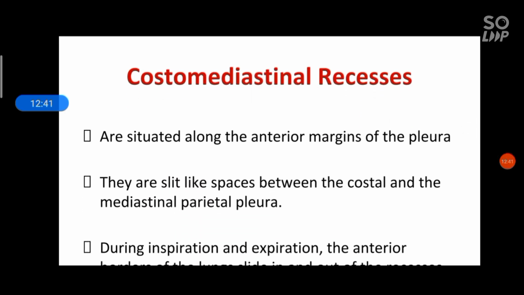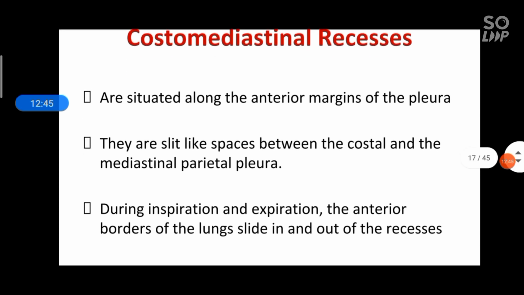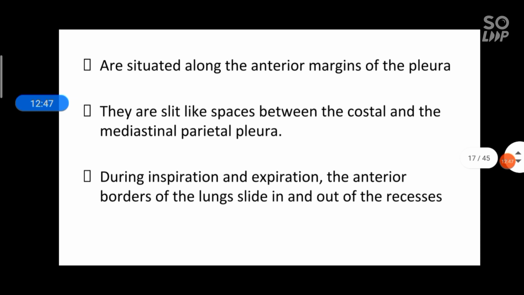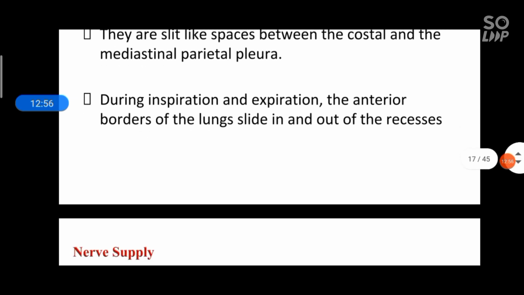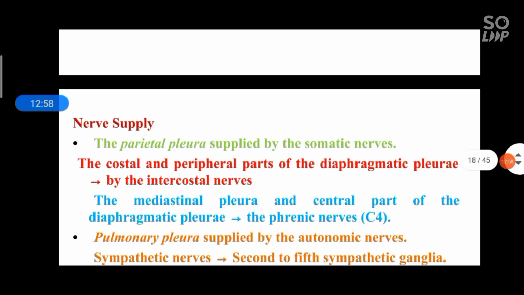Costomediastinal recesses are situated along the anterior margin of the pleura. They are slit-like spaces between the costal and mediastinal parietal pleura. During expiration and inspiration, the anterior border of the lung slides in and out of the recess.